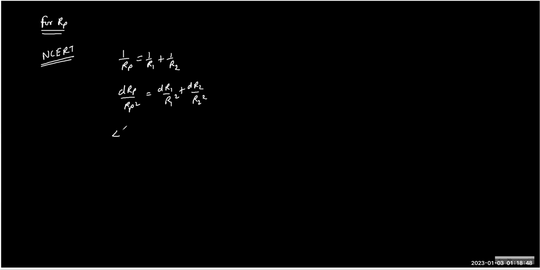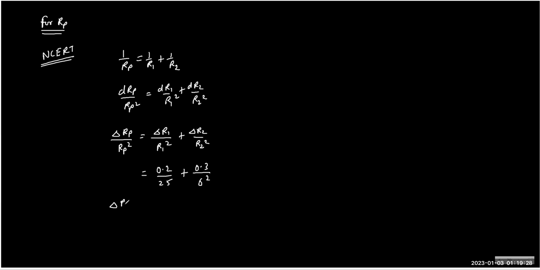So delta RP, the error in the RP, upon RP square, which is the mean value. I'm not writing the mean value. The error in the first upon R mean square, then error in the second. So as per NCERT, you're supposed to write delta R1. What is delta R1? 0.2, right? By 5 square. Delta R2 is how much? 0.3 by 6 square. How much is this coming?